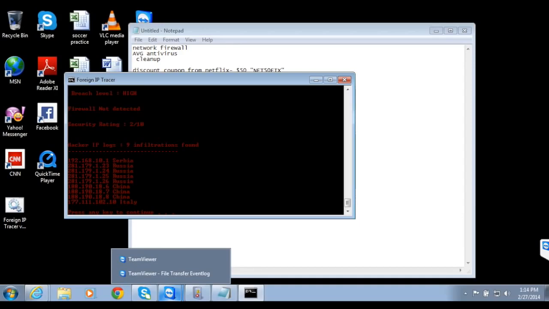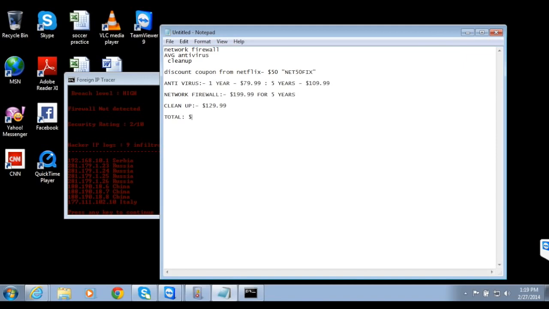It says breach level of your computer is high. Yeah. It says firewall not detected. Security rating of your computer is only 2 out of 10. Hackers IP logs, 9 infiltrations found. One IP is coming from Serbia. Hmm. 4 are coming from Russia, 3 from China, and 1 is from Italy. Do you see that? Yeah. These are some people who are in your computer and they can spoil everything for you. They can spoil all the documentation. They can get into your banking details. They can do anything. Wow.